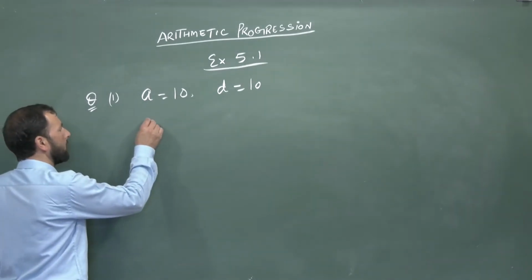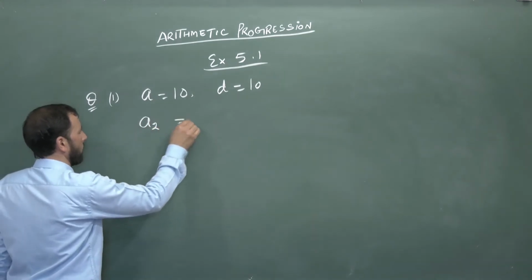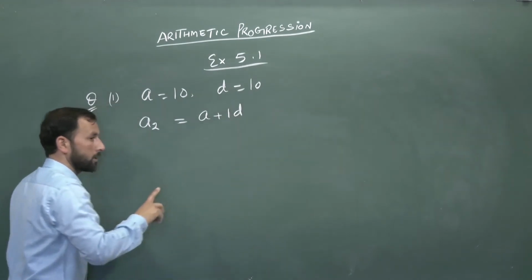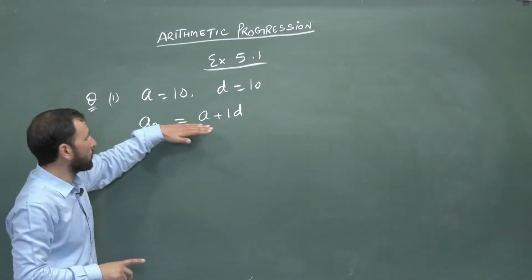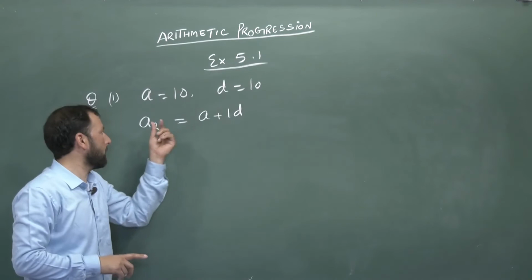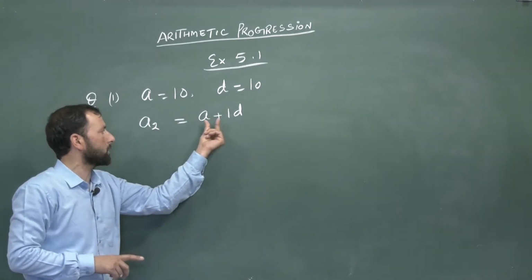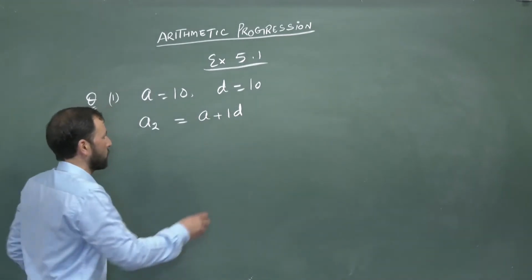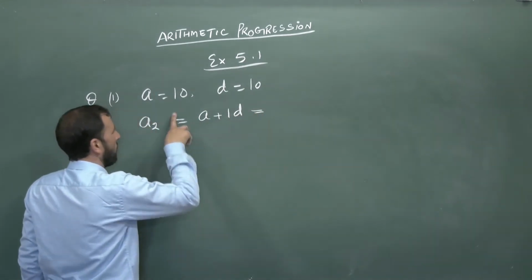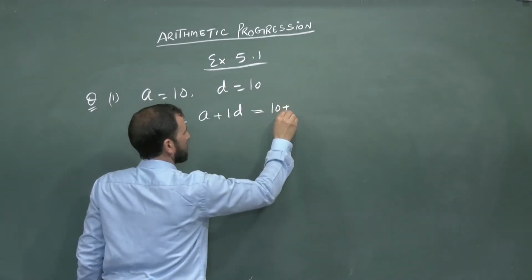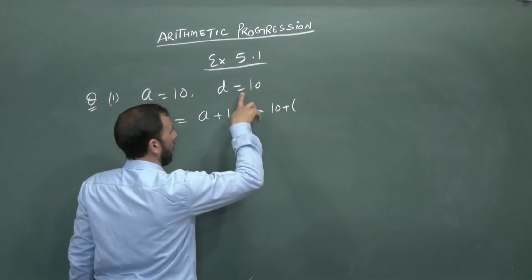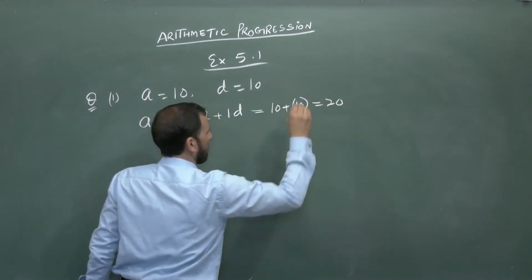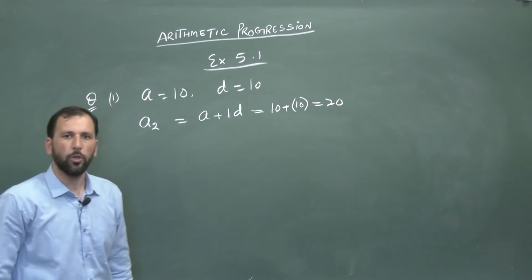Now what will be the second term, a2? a2 is equal to a plus 1d, because an is equal to a plus (n minus 1) into d. For a2, we can write a plus (2 minus 1) into d, and 2 minus 1 is 1, so 1d. So here a is 10 plus 1d, where d equals 10, so 1 into 10 is 10. The second term of this AP is equal to 20.